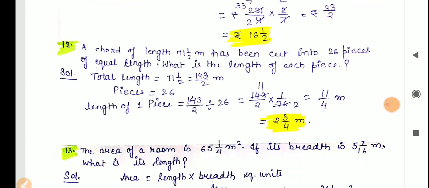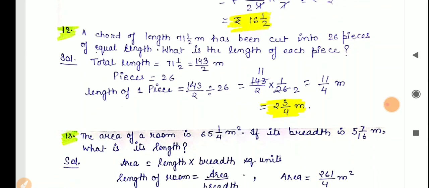Now the next question is, a cord of length 71 complete 1 by 2 meters has been cut into 26 pieces of equal length. Now the question is of cord. This is related to circle, right? Because cord is in a circle. Now in the class I want to know what is cord. This is an extra question. You will tell me what is the cord.